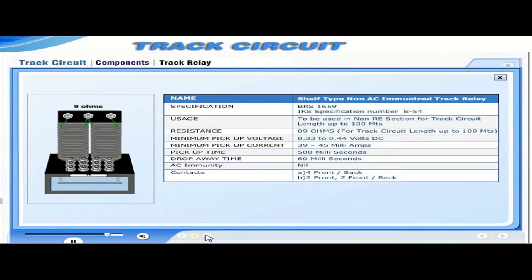Contacts: A. 4 front or back, B. 2 front or back.